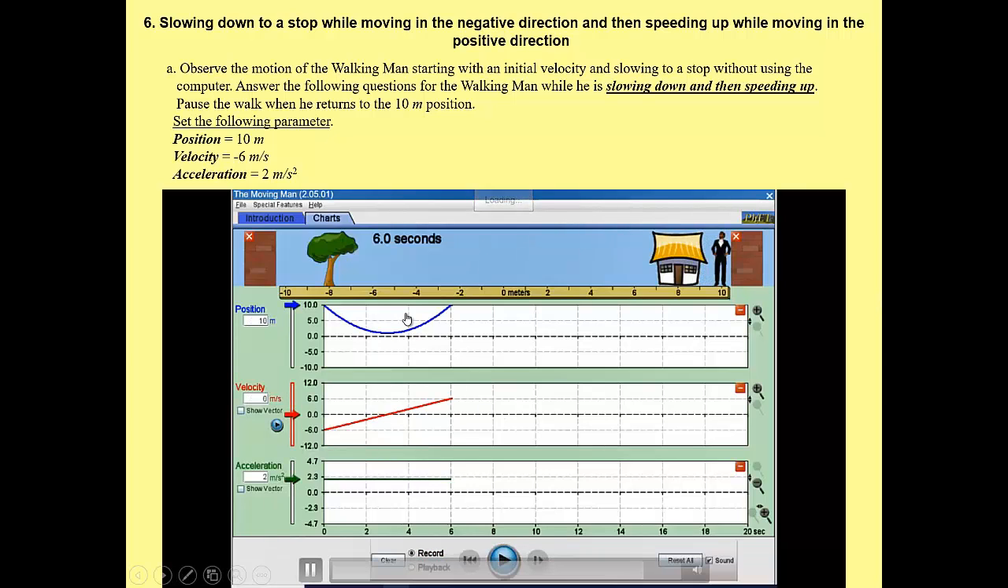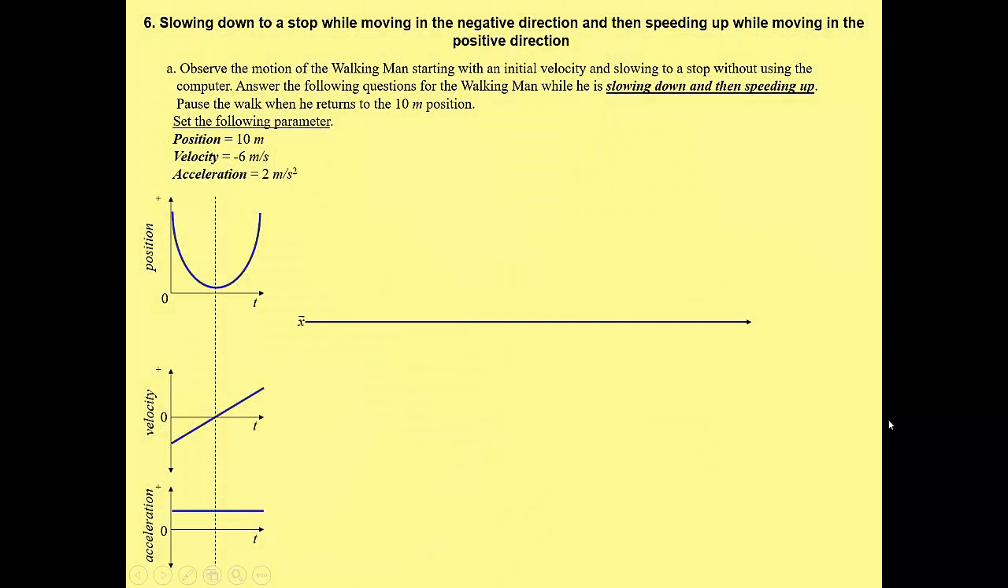Basically the opposite graphs, right? You get the top opening full parabola. You get the upward sloping diagonal line, again going through 0 because it's changing direction. Here he's slowing down, here he's speeding up, and then a constant positive acceleration, right? So hopefully your graphs look like that.